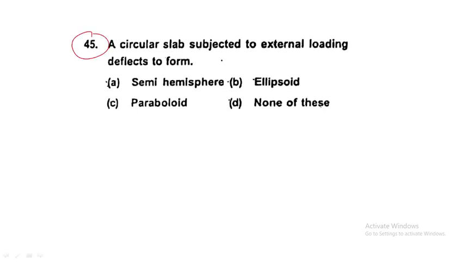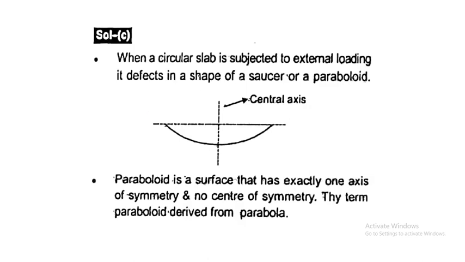Question number 45. A circular slab subjected to external loading deflects to form a semi-hemisphere, ellipsoid, paraboloid, or none of the above. See, when a circular slab is subjected to external loading, it deflects in the shape of a saucer or a paraboloid. I think you have seen a saucer. In olden days we would take tea in a saucer, right? So I think you have remembered.